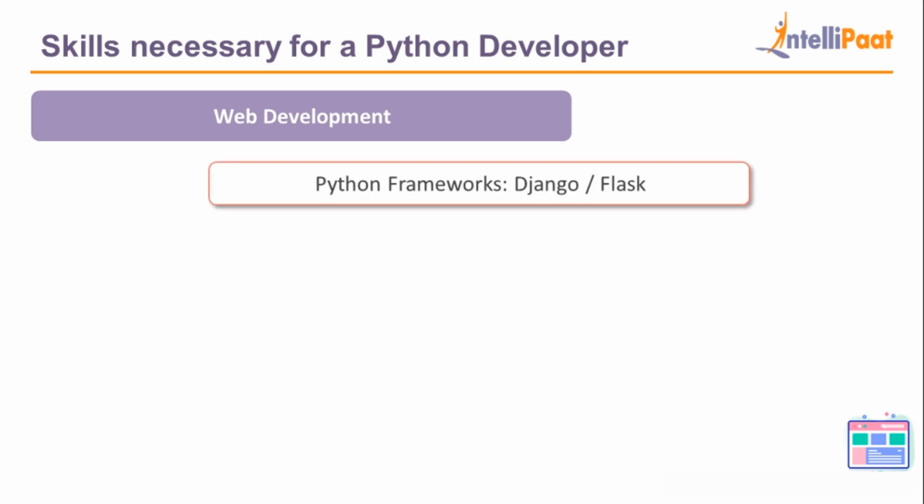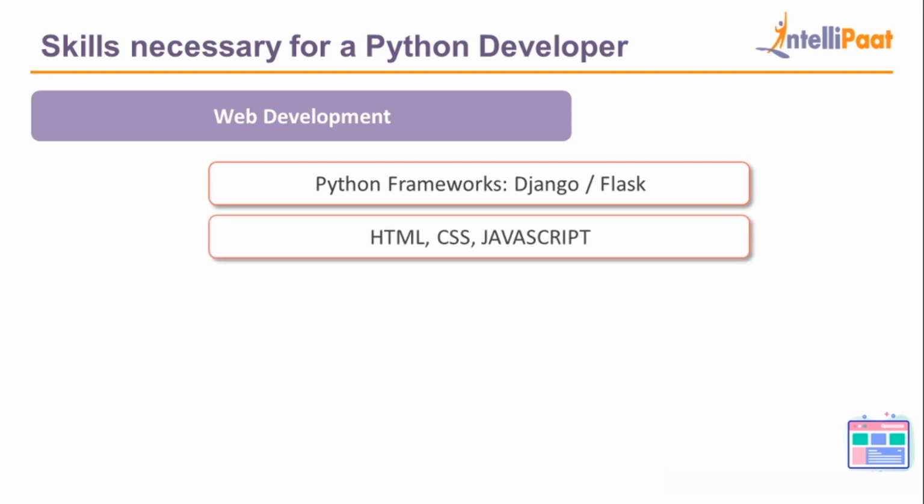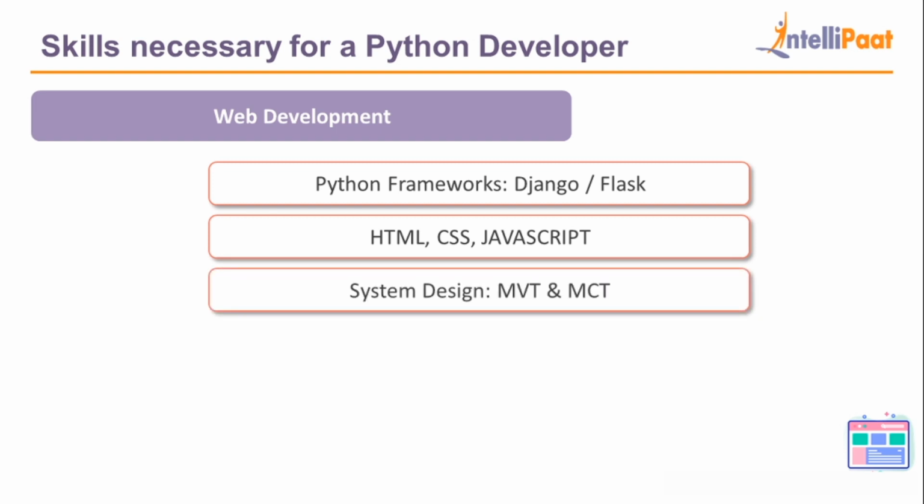So the skills are like Python. You need to know Python frameworks like Django or Flask for your backend. You'll need to know HTML, CSS, JavaScript for your front end. Then you need to know system design, like your MVT and MVC. MVT is your model view template. It is a software design pattern, and your MVC is model view controller. Now it is a software design pattern for developing web applications. So you guys can see all these are some different system and software design patterns.